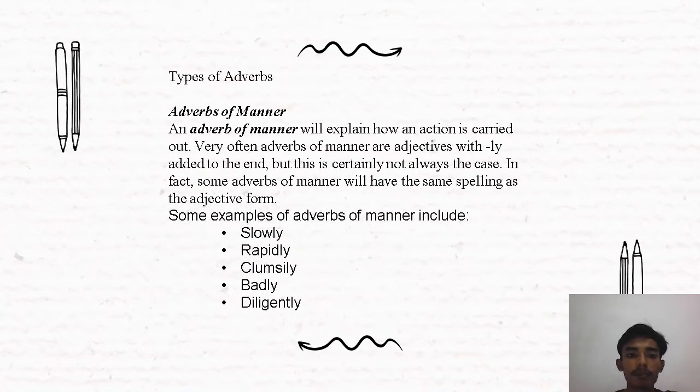Types of adverb. Adverb of manner. An adverb of manner will explain how an action is carried out. Very often, adverbs of manner are adjectives with -ly added to the end, but this is certainly not always the case. In fact, some adverbs of manner will have the same spelling as the adjective form. Some examples of adverbs of manner include slowly, rapidly, clumsily, badly, diligently.